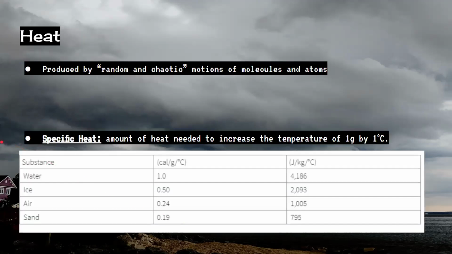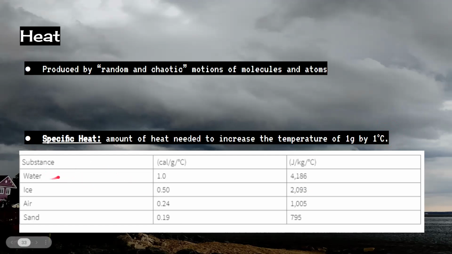What is heat? Heat is produced by random and chaotic motions of molecules and atoms. We typically associate heat with warmth, but it is more than just that. There's something called specific heat. Specific heat is not a type of heat, it is an amount of heat. It is the amount of heat needed to increase the temperature of 1 gram of something by 1 degree Celsius. Celsius is the very standard unit that we use.